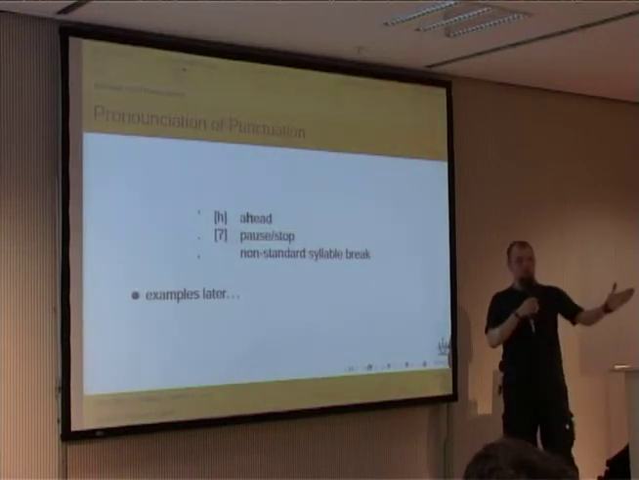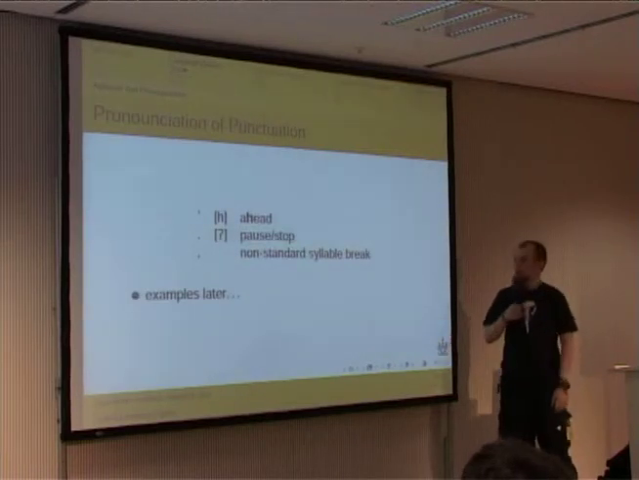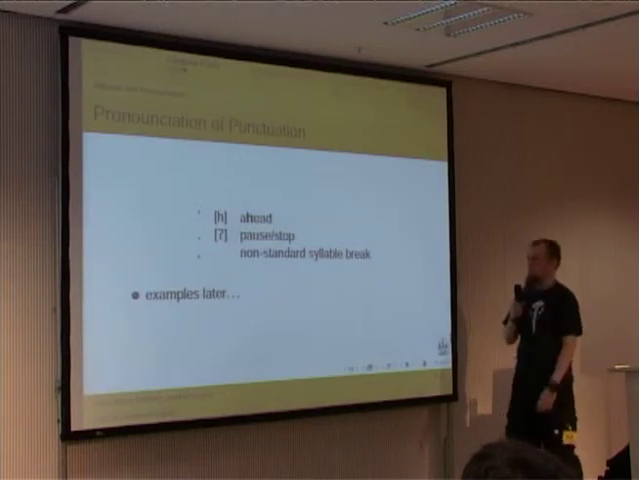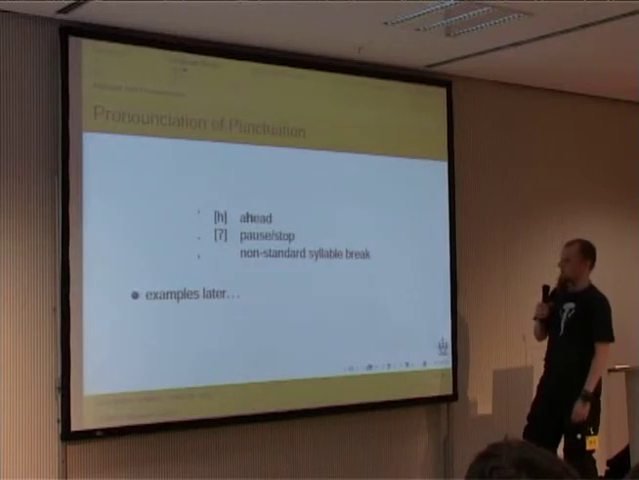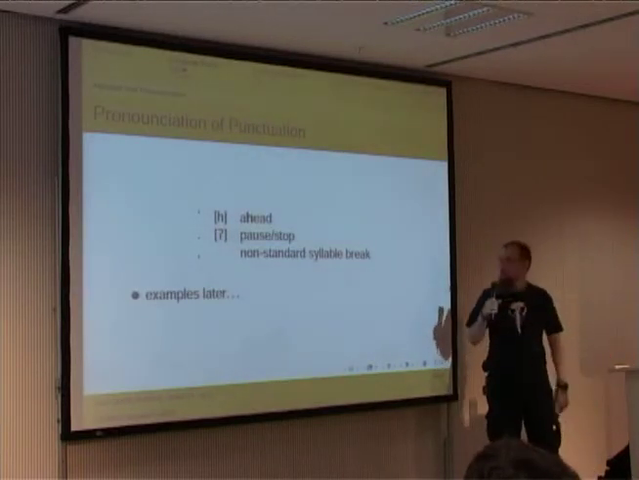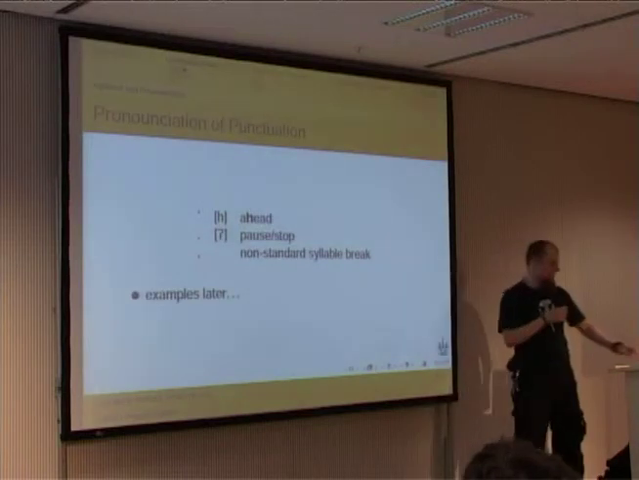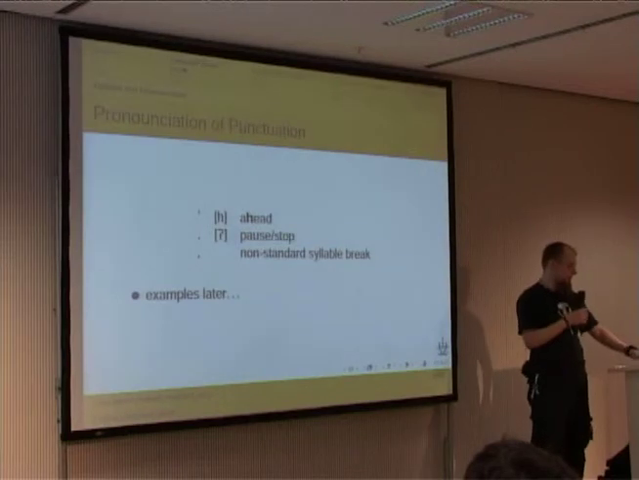Usually you can run lojban words on one another. You don't have to make a pause anywhere, except for special cases. And in these cases, you put a period there. And the comma, you don't have to write this usually, because it's not spoken. It means it's a non-standard syllable break. This occurs in some words. I'll show you an example later.